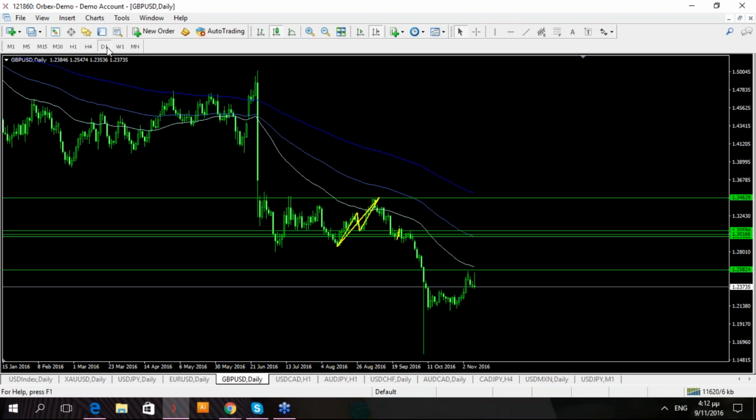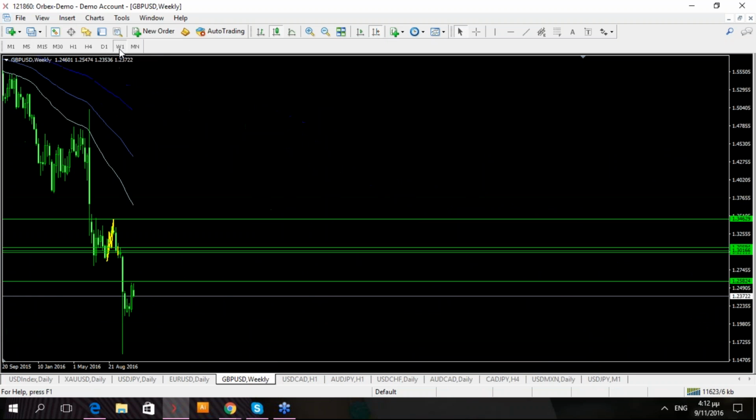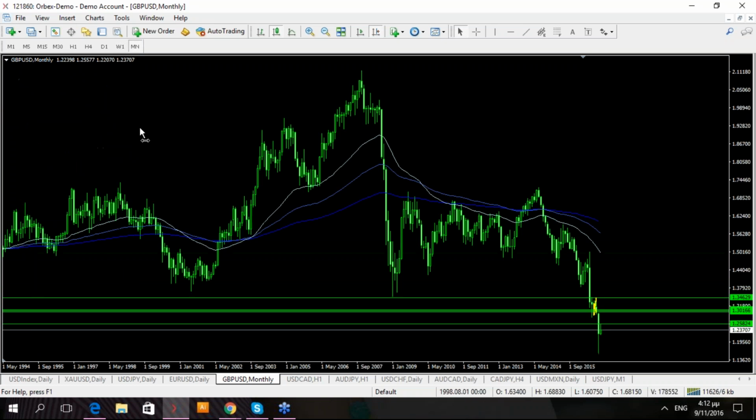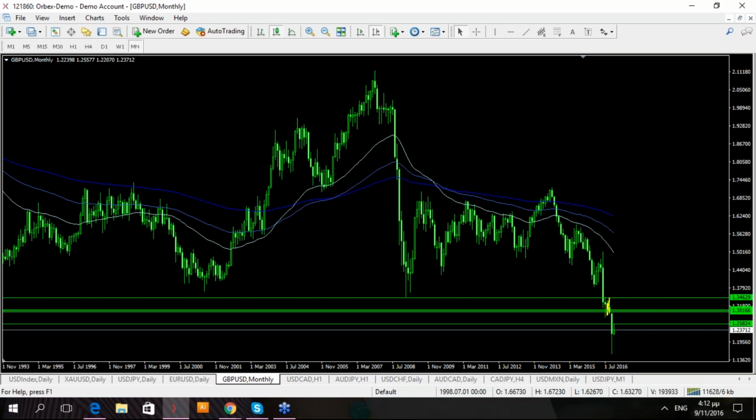Daily chart, daily, weekly, and monthly, longer term, still gives us more opportunity to the downside. So what that means is that from now to the long term, we do see a corrective move potentially to the upside, but then overall it is still down for the GBP USD. Okay, AUD JPY.